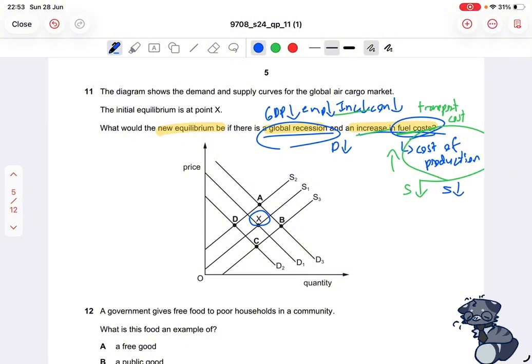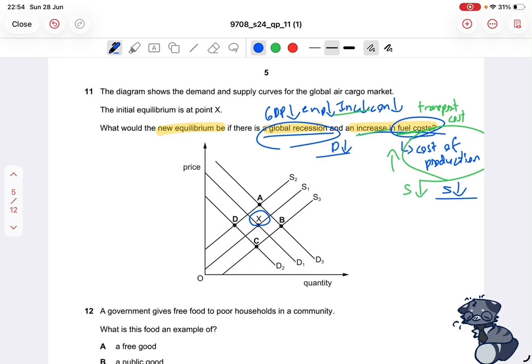So now we know that demand will fall and supply will fall, so that means that the demand curve will shift to the left and supply curve will also shift to the left. Because if there is a fall or a decrease in either supply or demand, the curves will shift to the left, whereas if there is an increase, it will shift to the right. So now we're looking for left shifts.